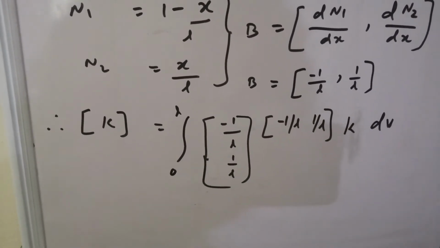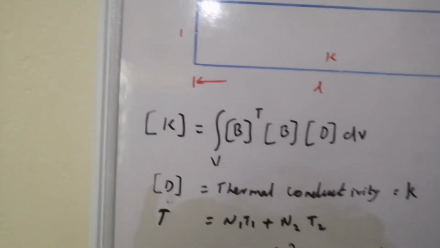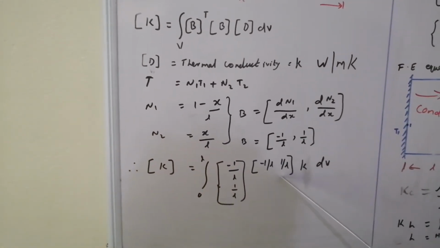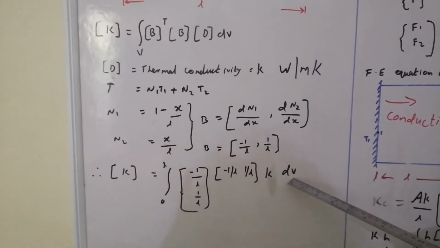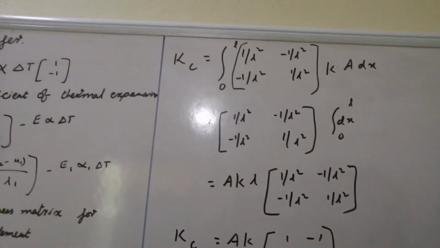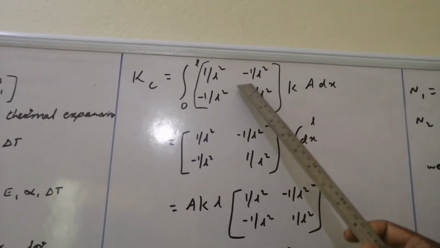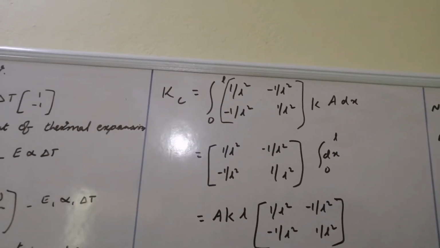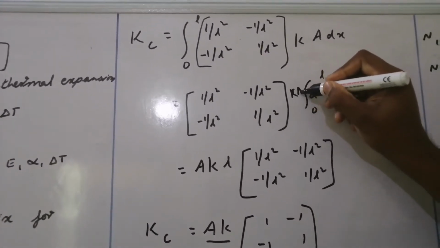Now we are substituting the B value in this stiffness matrix equation. So we will get the integral from 0 to L of minus 1 by L, 1 by L, times minus 1 by L, 1 by L, times K, thermal conductivity, into dV, and we are converting this dV as area into dx, and we are multiplying B transpose and B. We will get 1 by L square, minus 1 by L square, minus 1 by L square, 1 by L square, and here this is a constant term, K A.